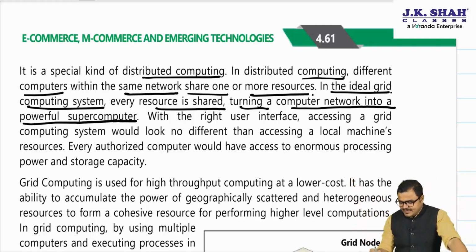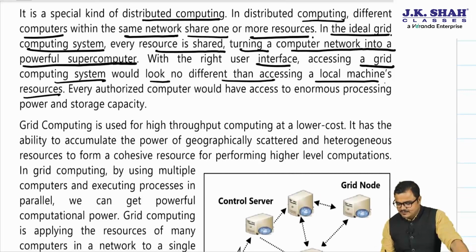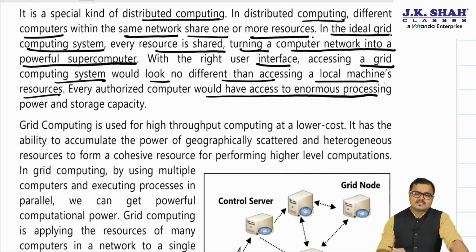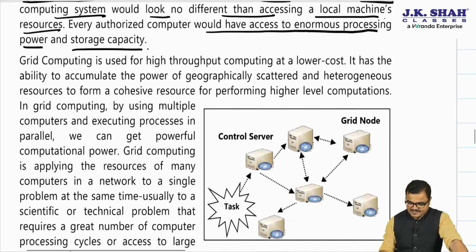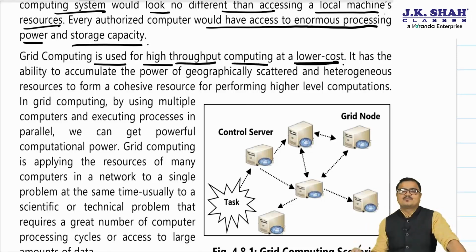With the right user interface, accessing a grid computing system would look no different than accessing the local machine's resources. Every authorized computer would have access to tremendous, huge, enormous processing power as well as the storage capacity. Grid computing is used to get the high processing, that is also called throughput. Okay, yes, computing at a lower cost.